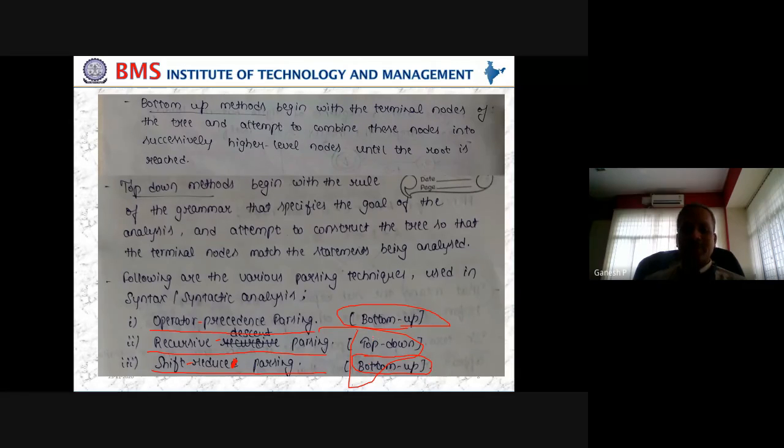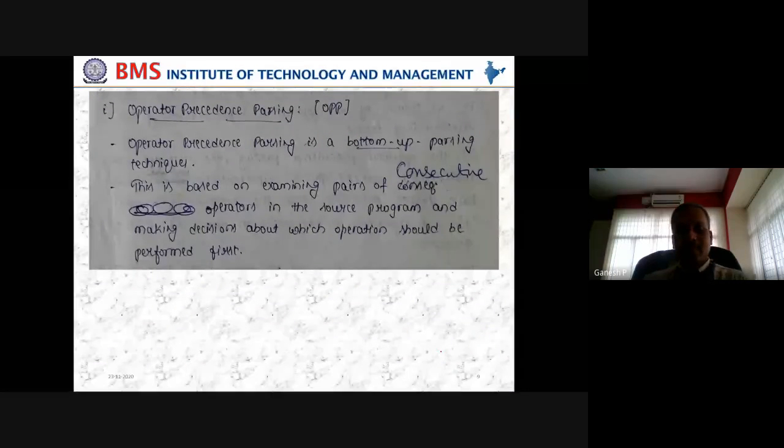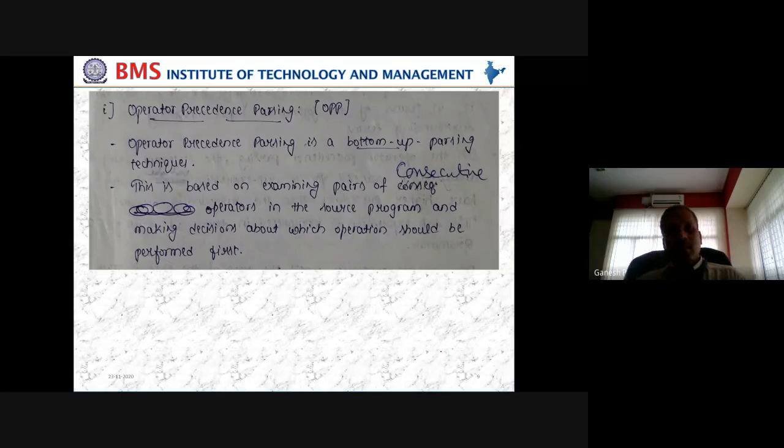As we know the process, you can easily understand why operator precedence is bottom-up, why recursive descent is top-down, and shift reduce is bottom-up. So just understand the names here: operator precedence, recursive descent, and shift reduce are the three parsing techniques we are going to see in syntax analysis, which fall either under bottom-up or top-down. This is listed for our understanding, and as we go on, we will be able to understand. So let us go with the first one, operator precedence parsing, called OPP in short form. And we know that operator precedence parsing is a bottom-up approach.